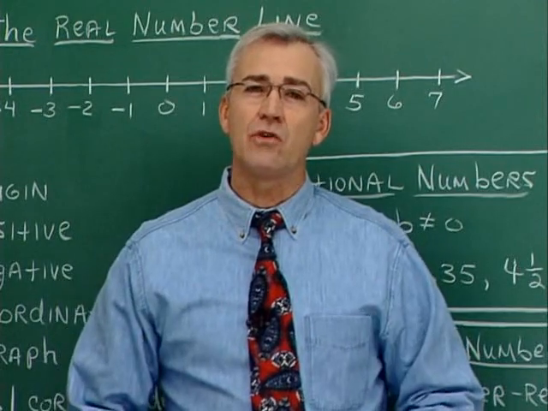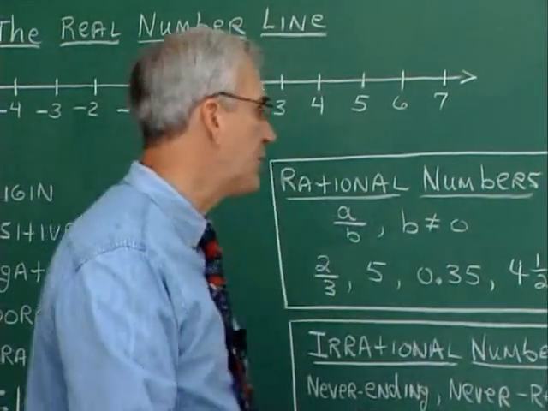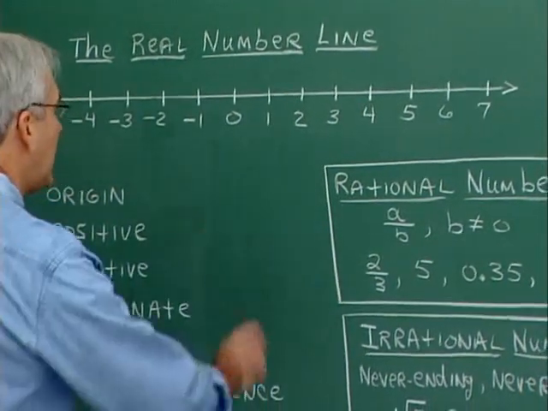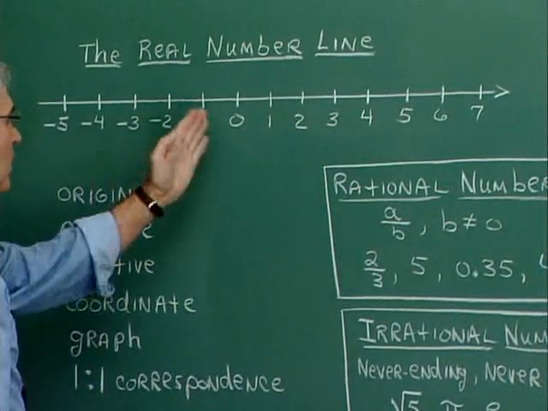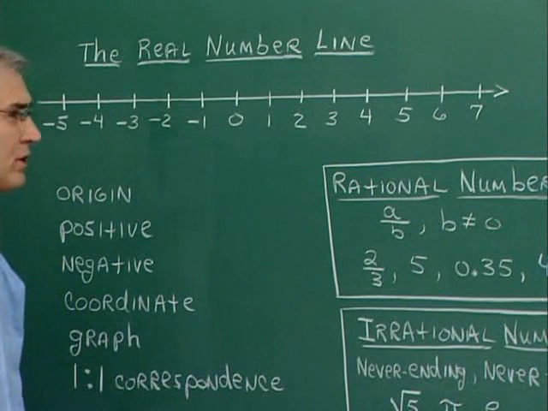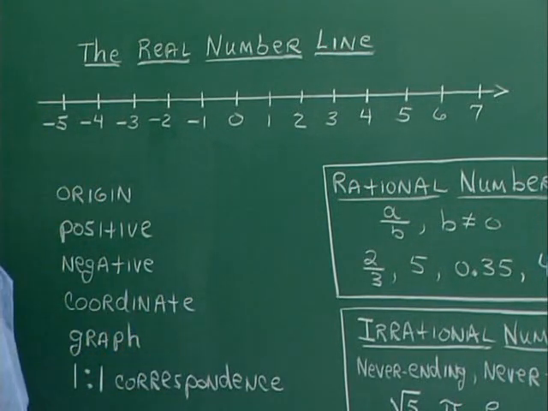We'll begin with the notion of real numbers. Now, recall that real numbers are often illustrated using a real number line. And on the real number line, positive values lie to the right of 0, negative values to the left. 0 is referred to as the origin of this little coordinate system for the real number line.